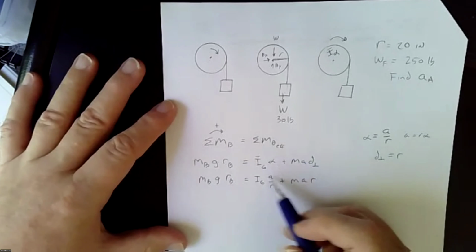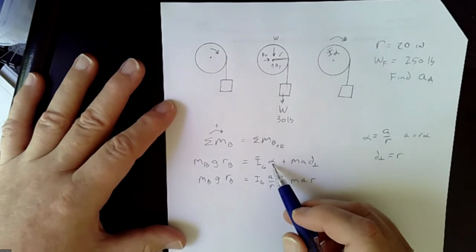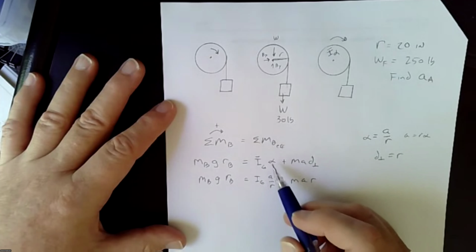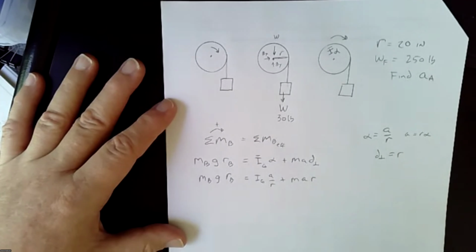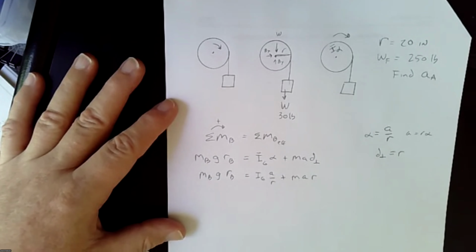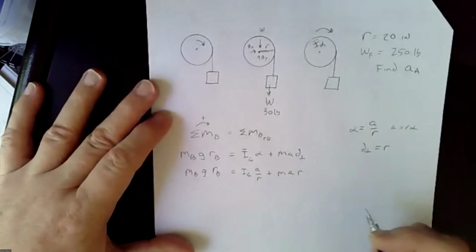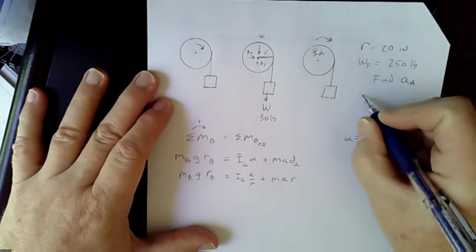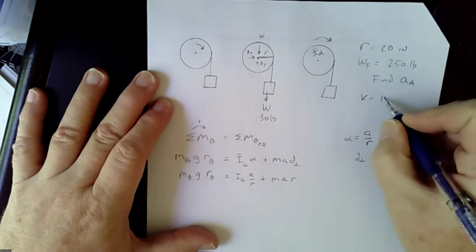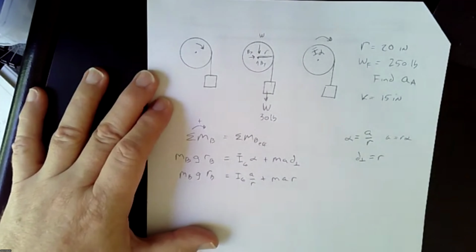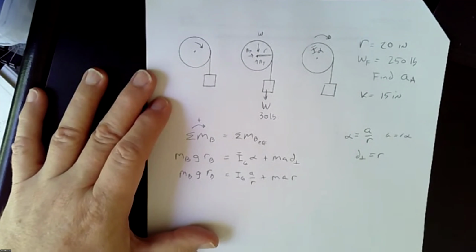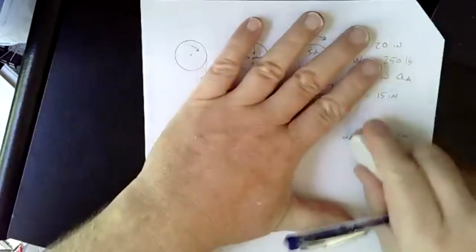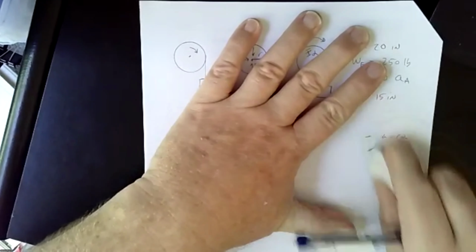Now, in this case, we actually have angular acceleration, so that doesn't drop out, unlike the previous two problems that we did. Another thing to note is we are given that the radius of gyration, k, equals 15 inches. That's nice because, and I'll erase this since I need more room.